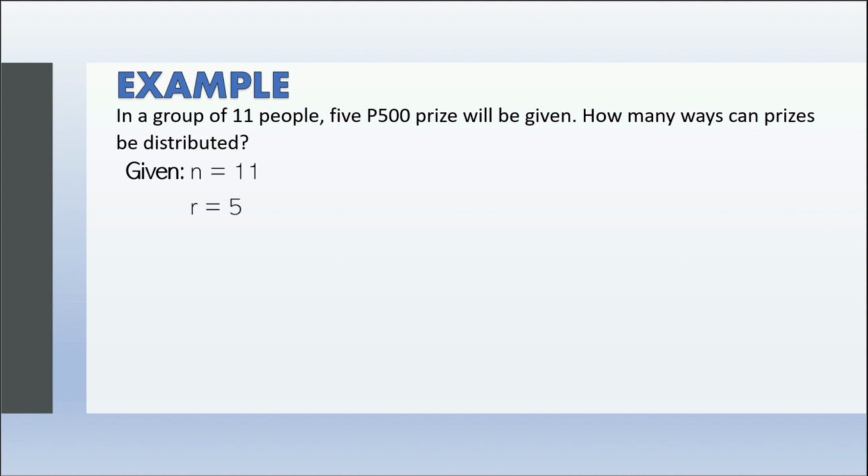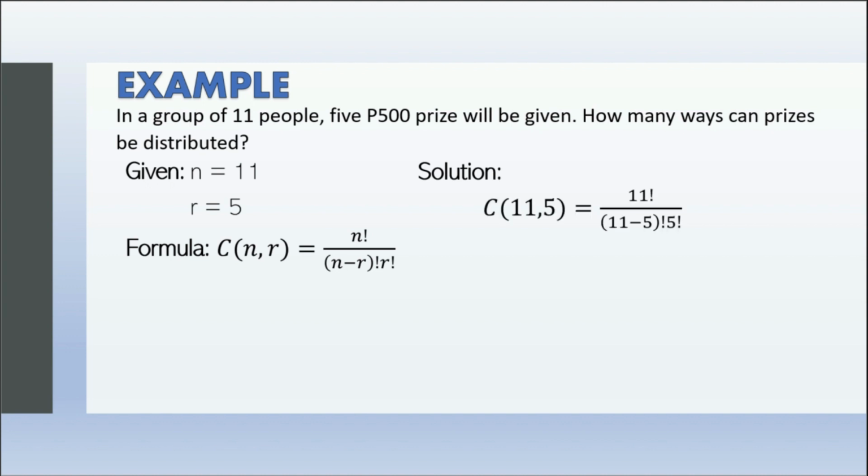And since the prizes are the same, it is not important if you come as the first winner or the second winner because you will receive the same amount, which is 500 pesos. So in here, the order is not important. So we will use the combination formula. Now, we're going to substitute the values of n and r to the formula. We have 11 factorial over the quantity 11 minus 5 factorial multiplied to 5 factorial.